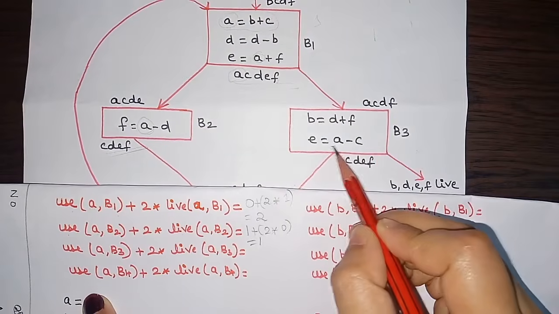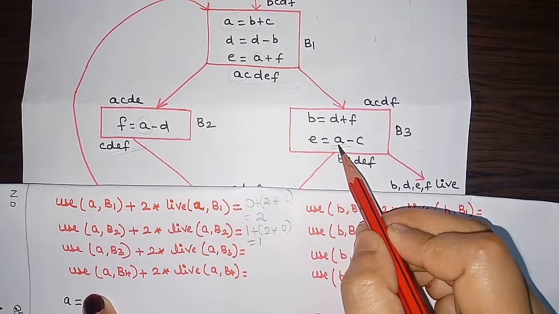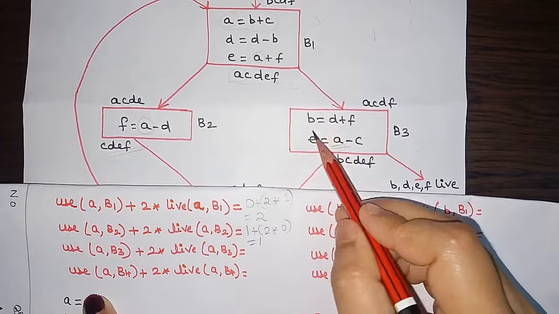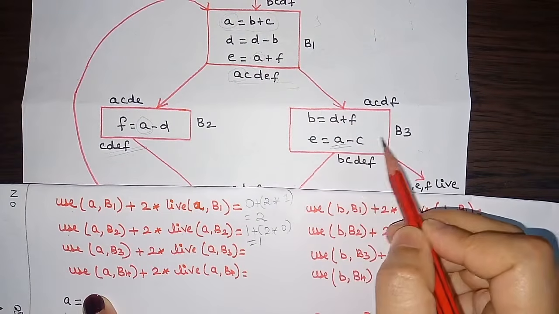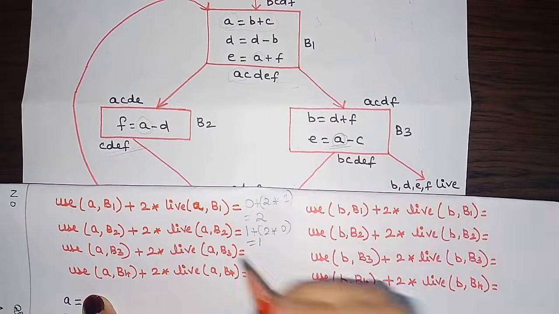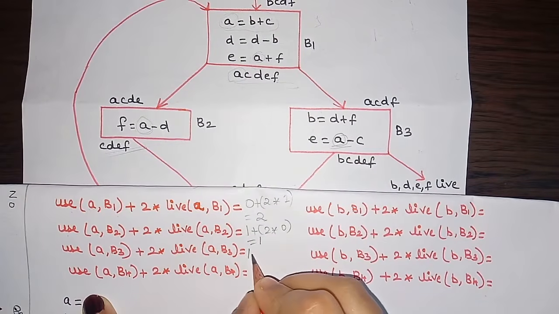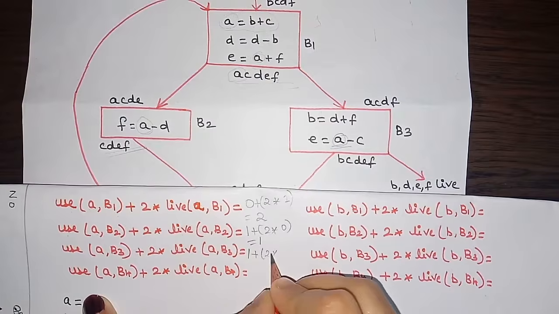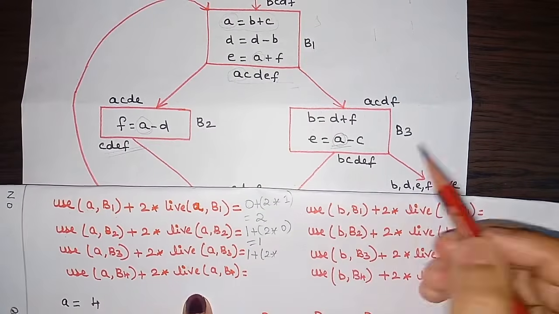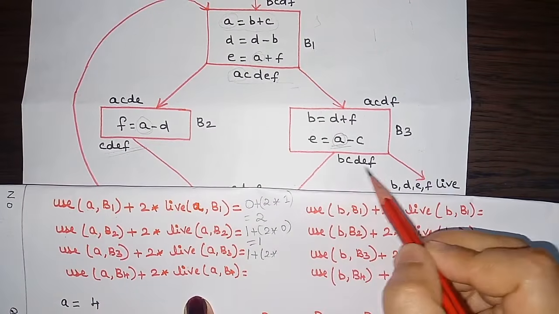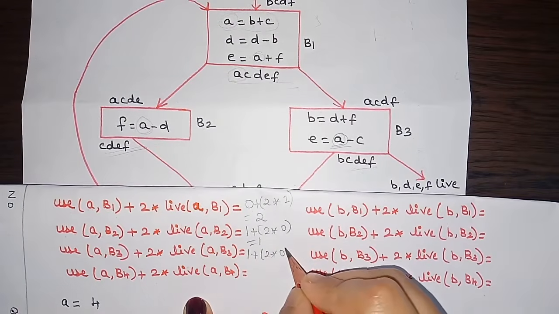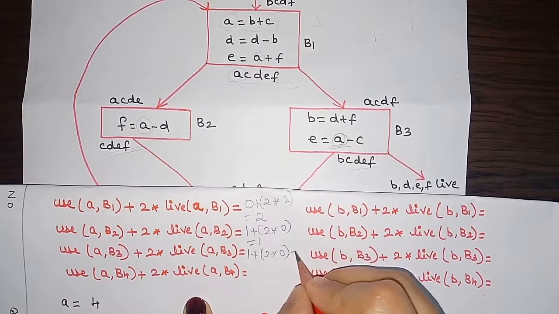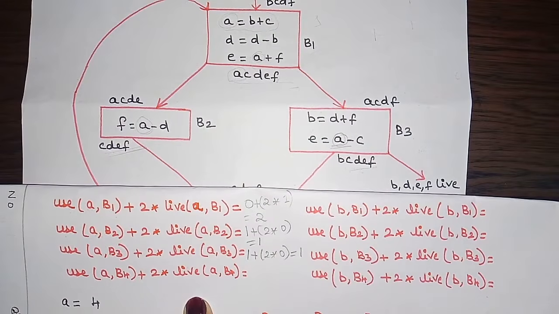So here we have a in b3 and it is not preceded by any assignment statement. The number of times a is used in this block b3 is 1, so here we have to consider the value 1. Then liveness of a comma b3: at the end of b3 a is not live, so here also the value will become 0 and the result is 1 here.